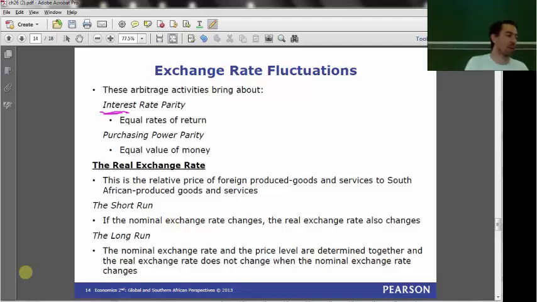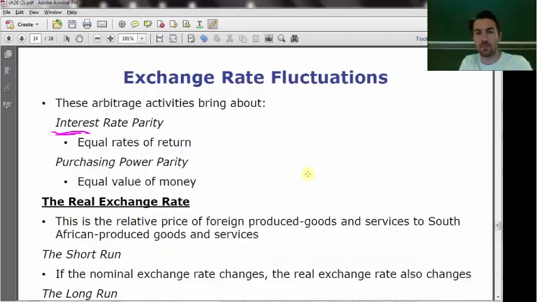Now, the real exchange rate says: what is the exchange rate, and multiply the exchange rate by the ratio of prices.